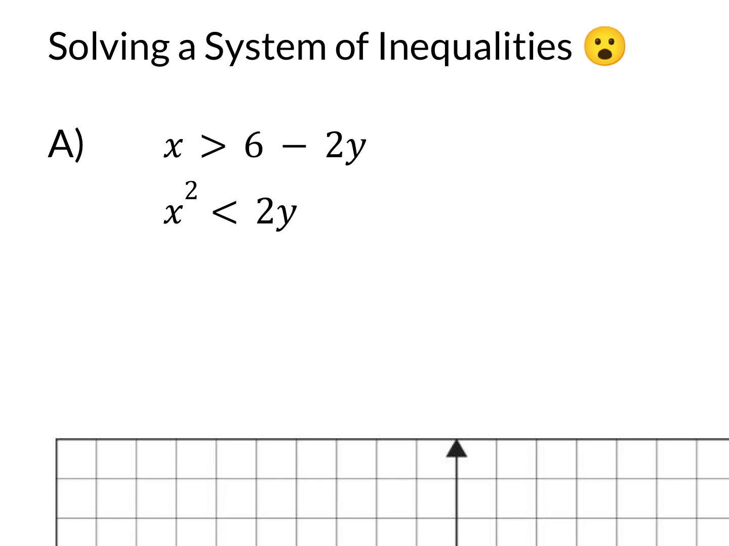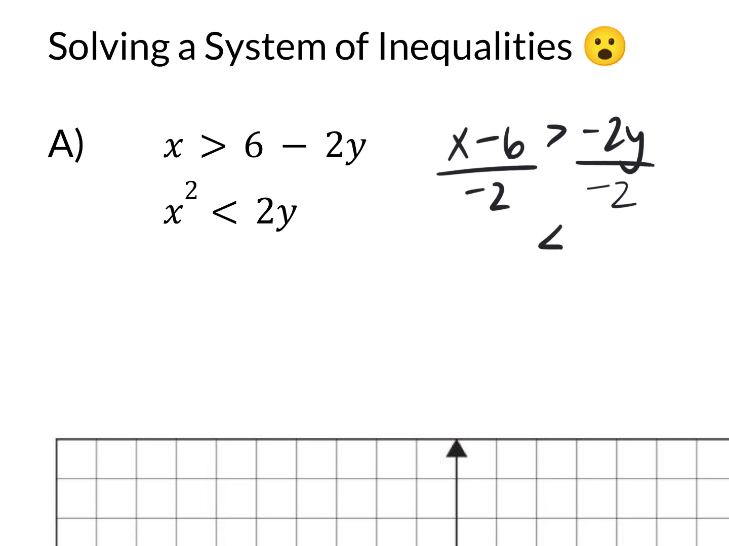I'm going to move that 6 over, so I've got x minus 6 is greater than negative 2y. When I get rid of the negative 2, what am I going to have to do with this symbol? Flip it. I got to flip the sign. Yes, multiply or divide by a negative, you have to flip the sign.